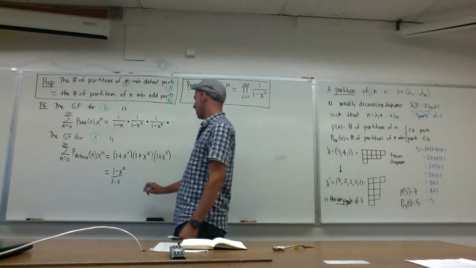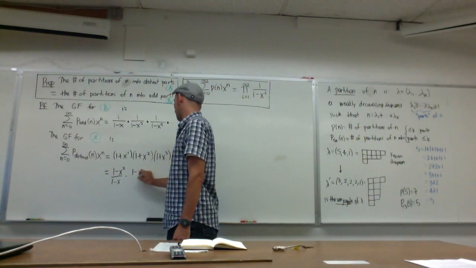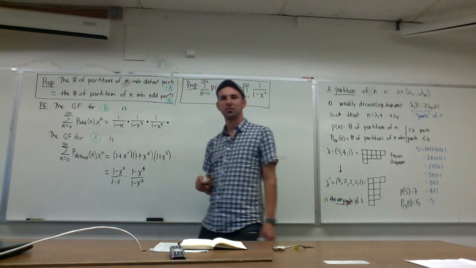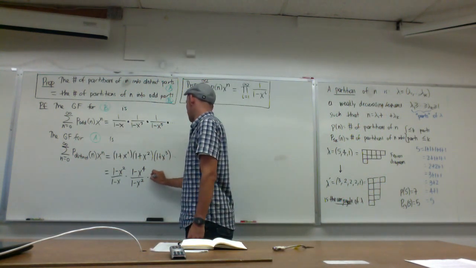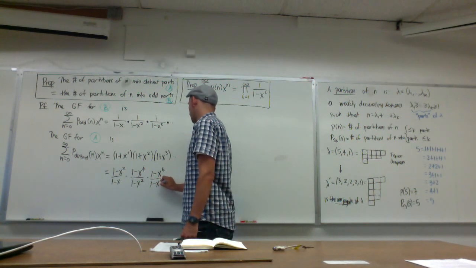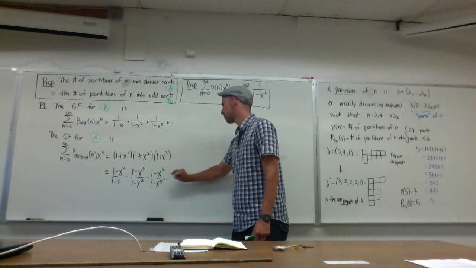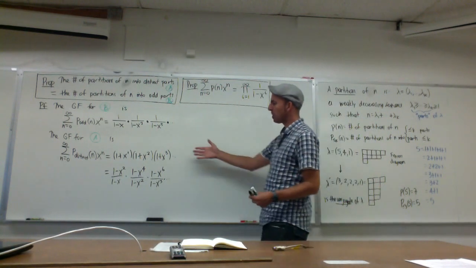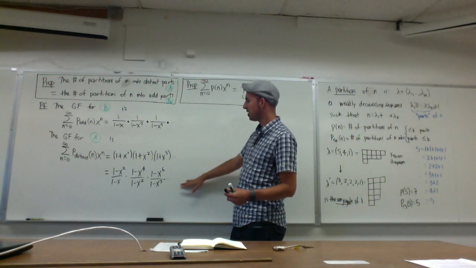What's 1 plus x squared? This is 1 minus x to the 4th over 1 minus x squared. 1 plus x cubed is 1 minus x to the 6th over 1 minus x cubed. Just difference of squares. So that's cool because I had 1 pluses and now I have 1 minuses, which is what I have here. So how do I get from here to here?